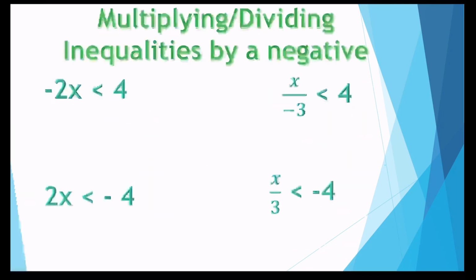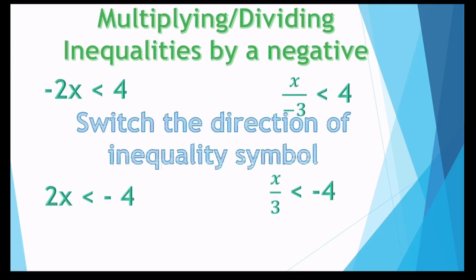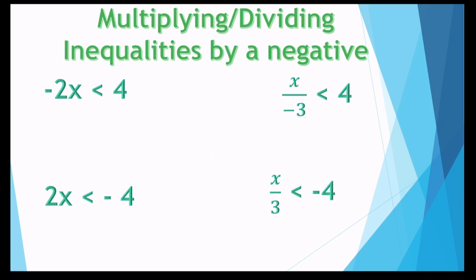So let's look at what happens, because there is a specific rule that you learned last year. When we multiply or divide an inequality by a negative, something happens. We need to switch the direction of the symbol. Please pause and write that down now. When multiplying or dividing by a negative, we switch the direction. So let's see what that looks like.